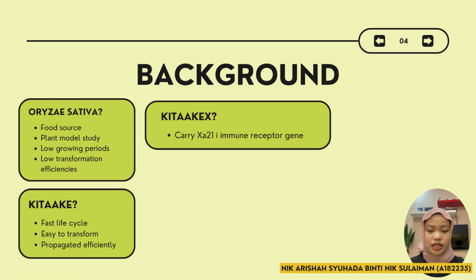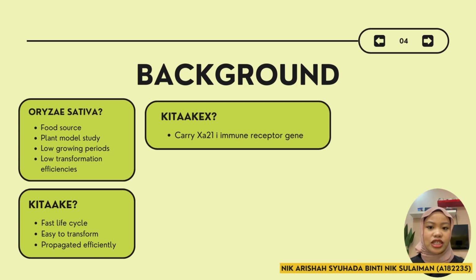Hence, to overcome this limitation, researchers turned to a variety called KITAAKEX, which has a fast life cycle, is easy to transform, and can be propagated efficiently. This rice variety has become a preferred model for studying not only rice but also other similar plants.